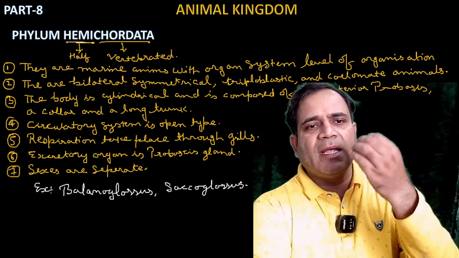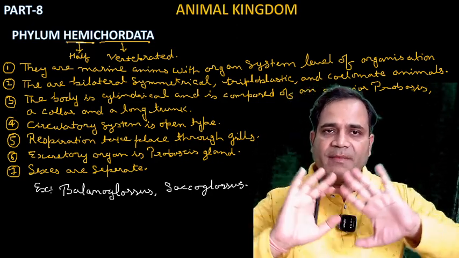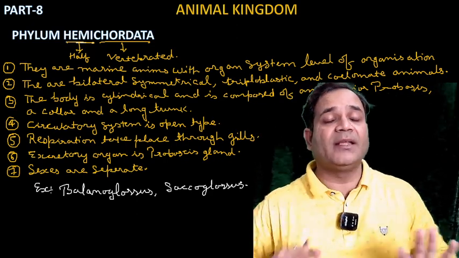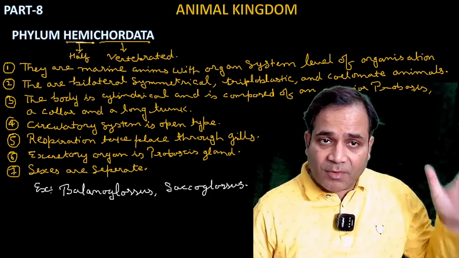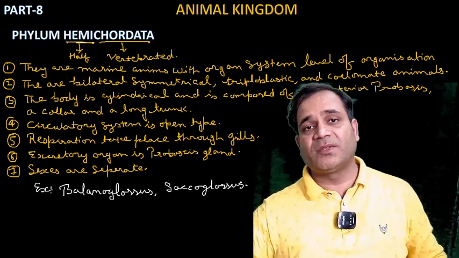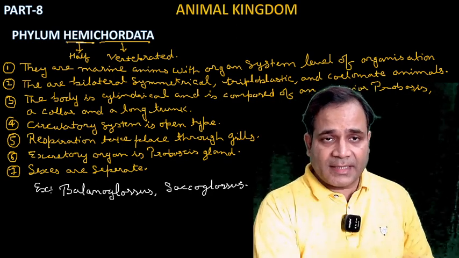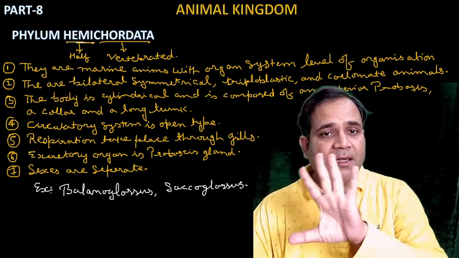If anybody asks you about the phylum Hemichordata, what do you say? Hemi means half, chordate means vertebrate. It means they have not fully developed vertebrate features. Previously they belonged to phylum Chordata, but after that they were removed from that phylum and placed in another phylum, that is phylum Hemichordata.